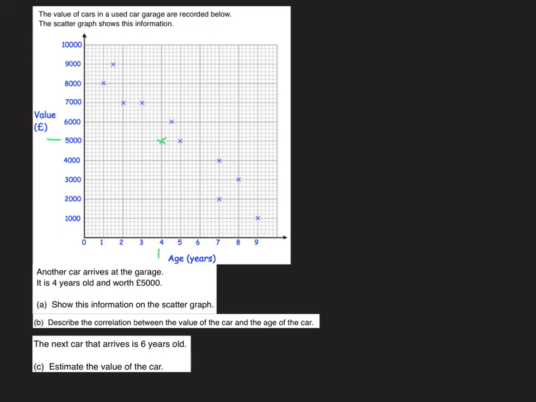Describe the correlation between the value of the car and the age of the car. So it is a negative correlation because it's going down. I know straight away it's a negative correlation. And it is fairly strong. I'm actually just going to write that: fairly strong negative. It's not making a line like the other one did, but it's also not too spread out. So it's a fairly strong negative correlation. So again, that's probably going to be a mark.